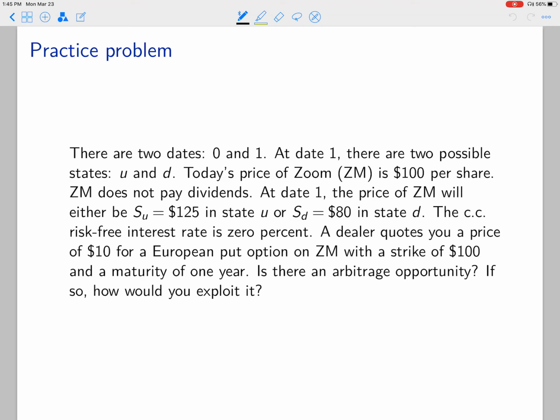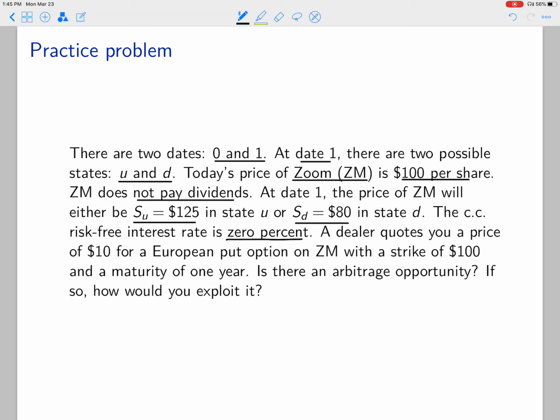Okay, so the problem is the same exact as before, except now we're dealing with a put option. We're still in a binomial world. There are 2 dates, 0 and 1. Everything that goes on at date 1 is not known yet, but there's 2 possible states, up state and down state, good and bad. We're interested in Zoom stock still, doesn't pay dividends, $100 per share. The payoff on Zoom is dependent on the state of the world. In the good state of the world, the price is SU, 125. In the down state of the world, it's $80.